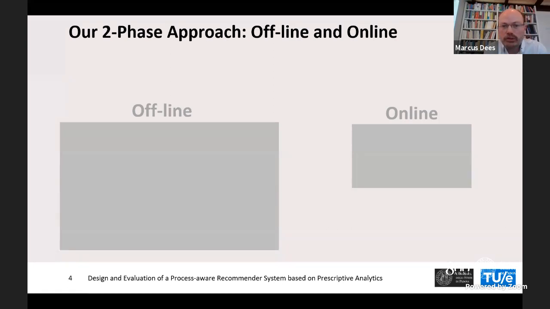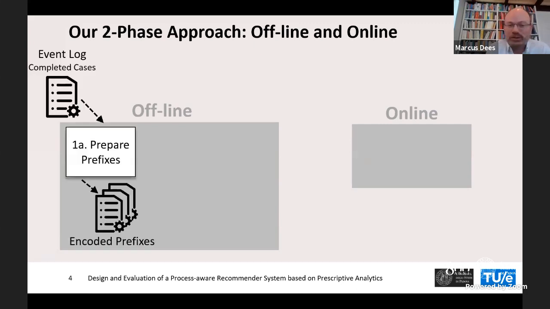Now, let's go to our approach. It consists, the same as the previous speaker, of two phases, an offline and an online phase. Nothing new there. The first step is to create and encode prefixes, again similar to the first speaker. Since we want to use our technique also on running cases, we need to be able to deal with every partial process execution. And we also need to encode the prefixes to make them ready to be used as an input for any prediction algorithm.